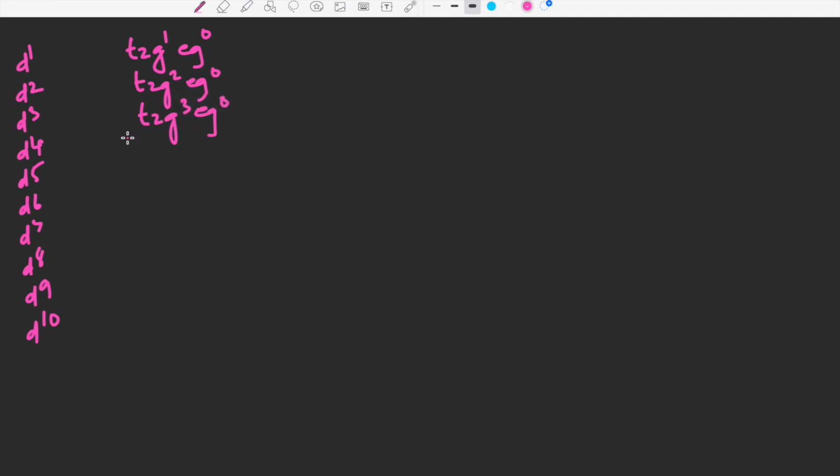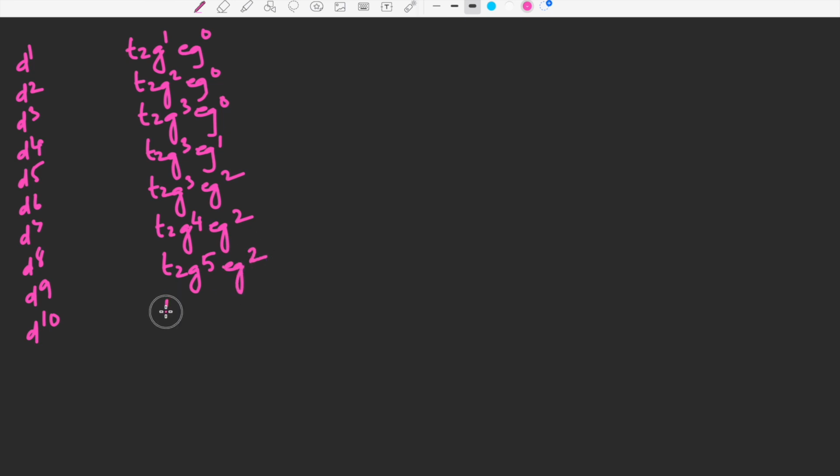t2g3 eg0. Now t2g3 eg1, t2g3 eg2. Next one goes pairing here, t2g4 eg2, t2g5 eg2 followed by t2g6 eg2. Now the electron enters into t2g6 eg3, t2g6 eg4. This is how electrons are distributed, right?